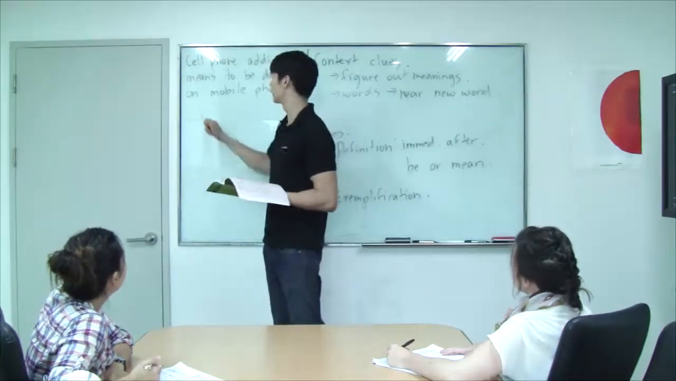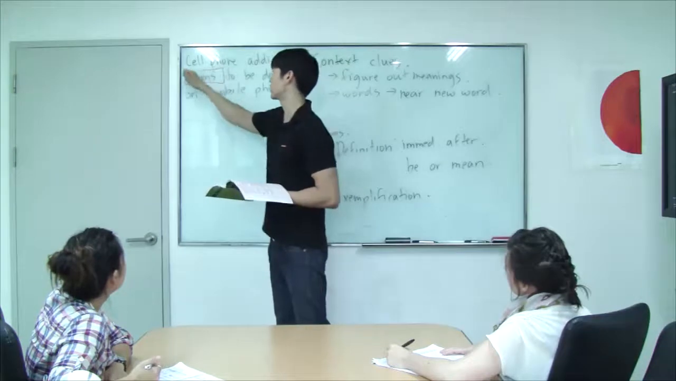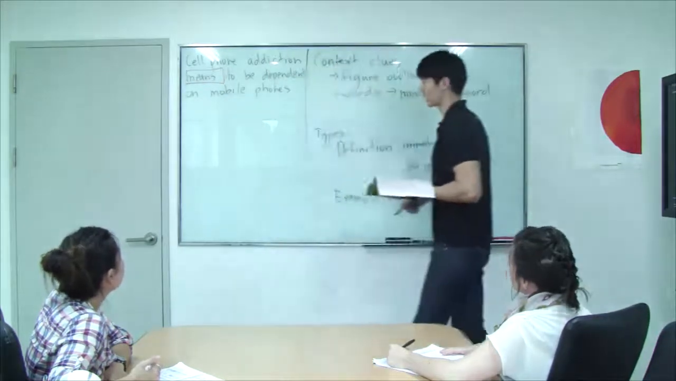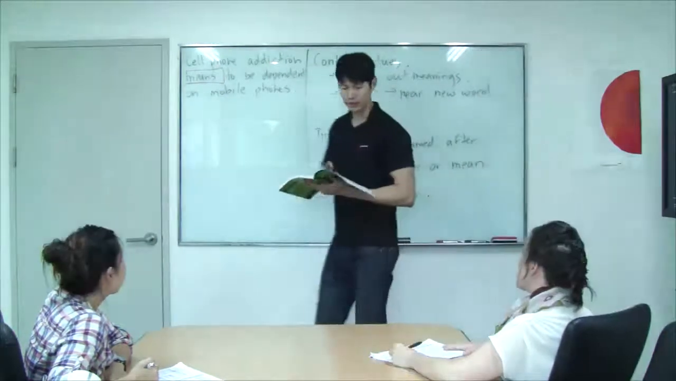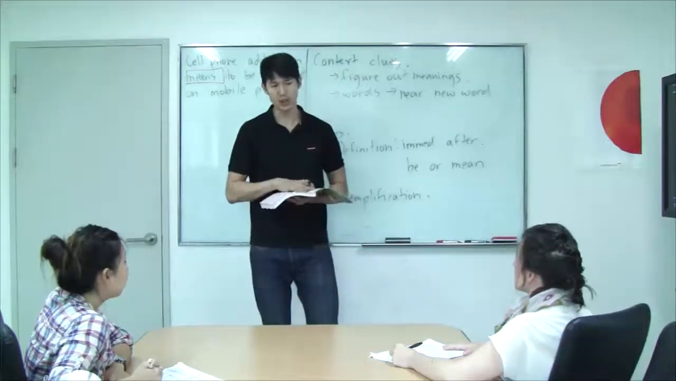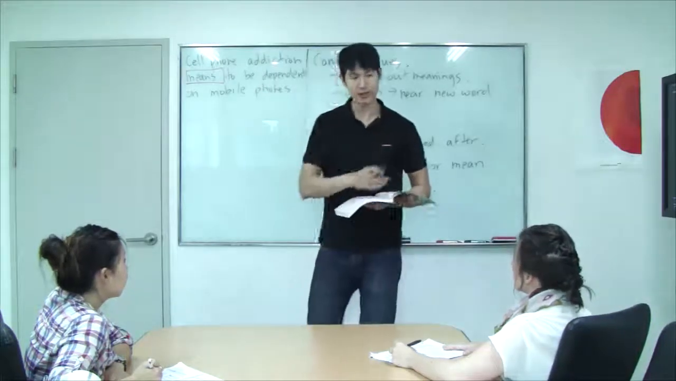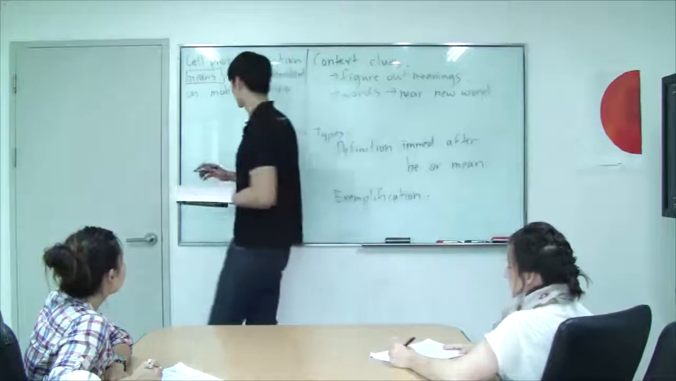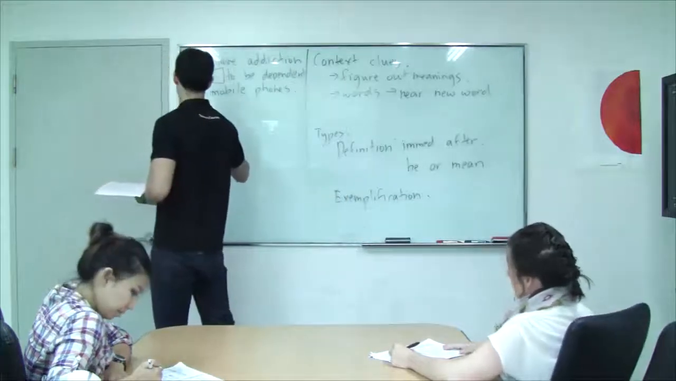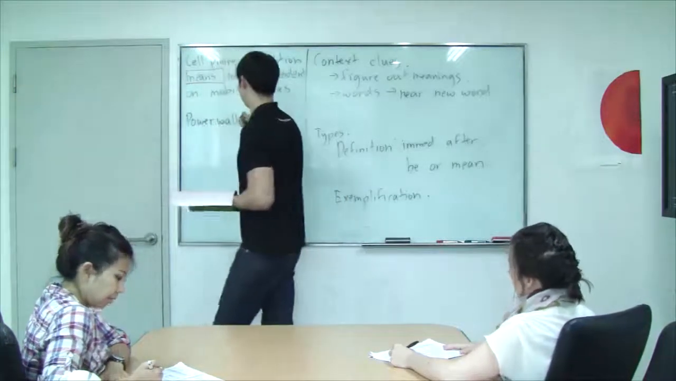Because it had the word means. Good. And what type of context clue is this? Definition. Excellent job. Okay, so now that you guys seen my example, let's go ahead and do one of yours. Megan, can you give me an example? Power walking means to walk quickly.